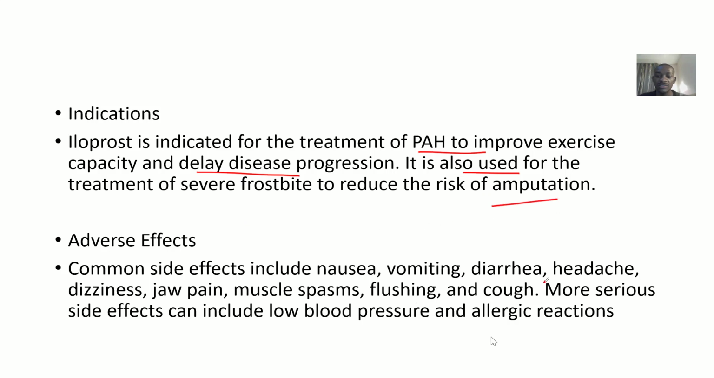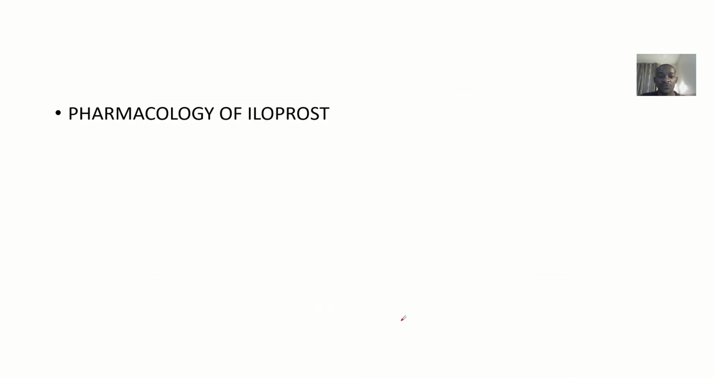So what are the adverse effects of this drug? Common adverse effects include nausea, vomiting, diarrhea, headaches, dizziness, jaw pain, muscle spasms, flushing, and cough. More serious side effects can include low blood pressure and allergic reactions. So that's it for the pharmacology of iloprost.